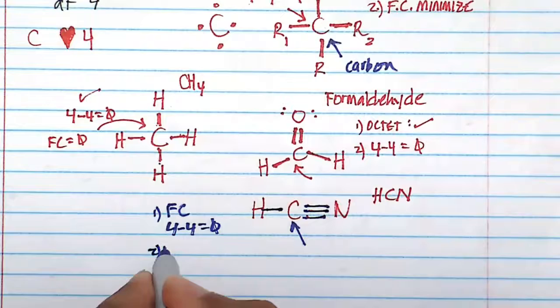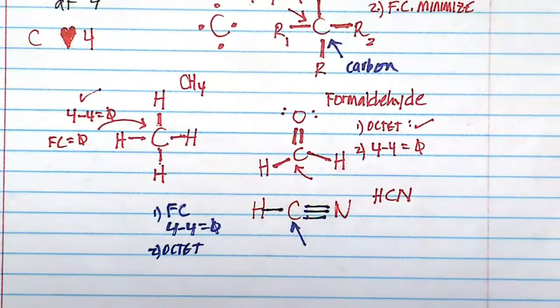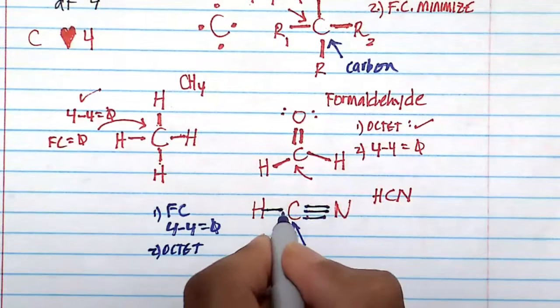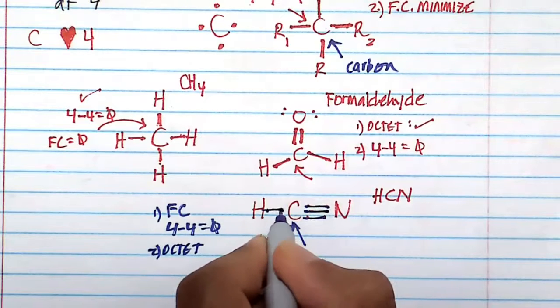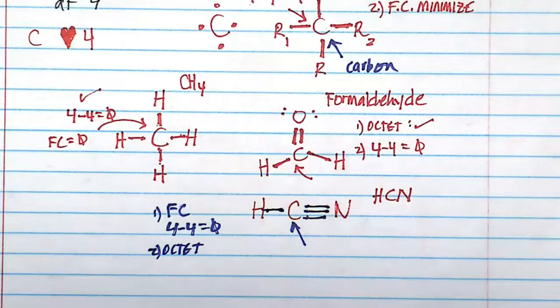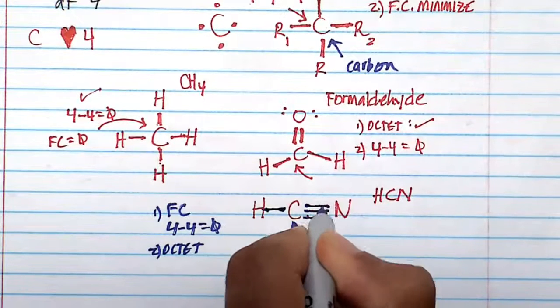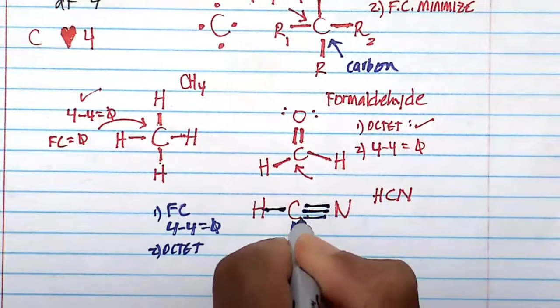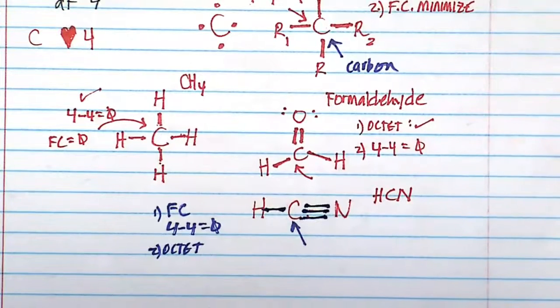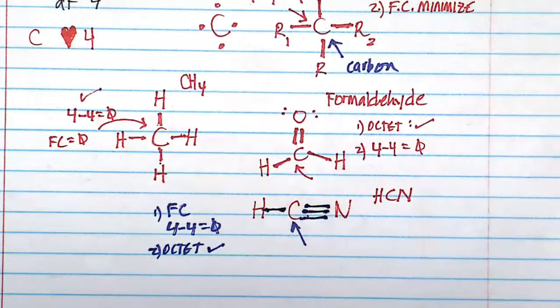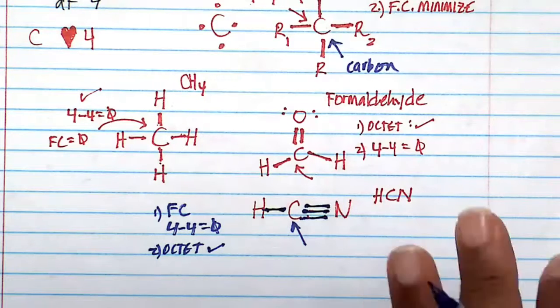Let's look at the octet rule. Now you're going to count shared electrons. This single bond is shared between this carbon and that hydrogen, but we count those as 2 for the octet rule. So, 1, 2, 3, 4, 5, 6, 7, 8. The octet rule is satisfied. The formal charge of 0 is minimized, and that's a good representation of the structure for HCN.